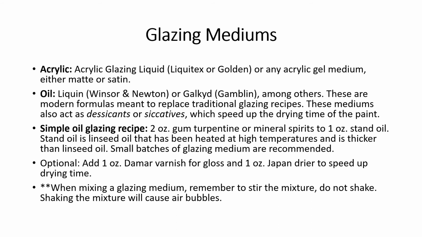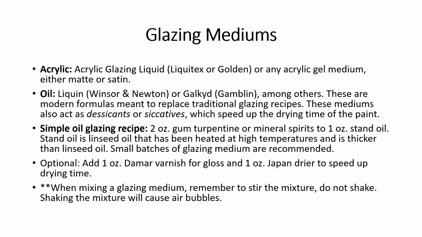A traditional oil glazing recipe would be 2 ounces of gum turpentine or mineral spirits and 1 ounce of stand oil. Stand oil is linseed oil that has been heated at a high temperature and is thicker than linseed oil. Small batches of glazing medium are recommended.